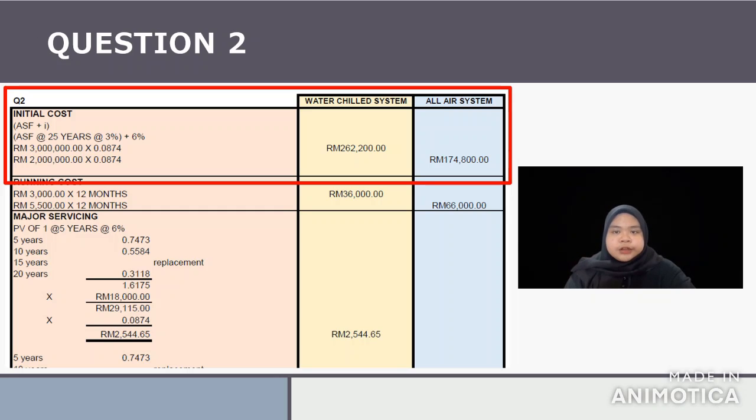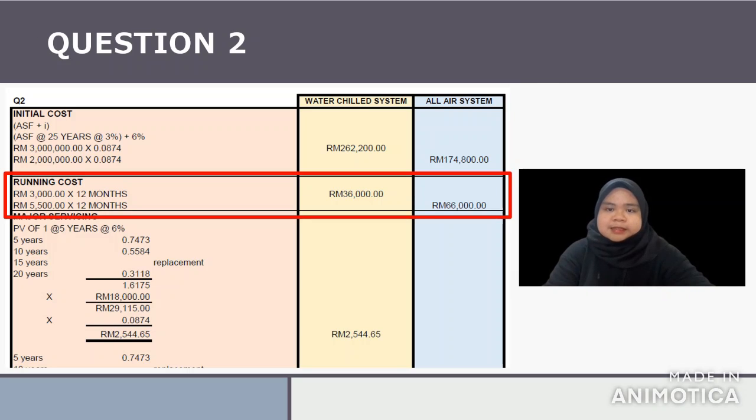The detailed calculations are shown in the figure here. The next step is to calculate running costs, where the cost given needs to be multiplied by 12 months as the cost given is per month. The answer does not need to be multiplied by ASF plus I as it already represents annual cost.